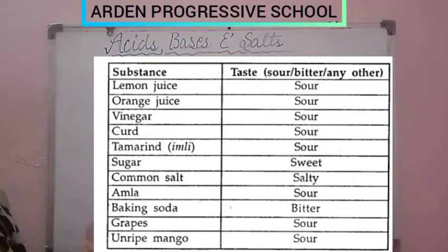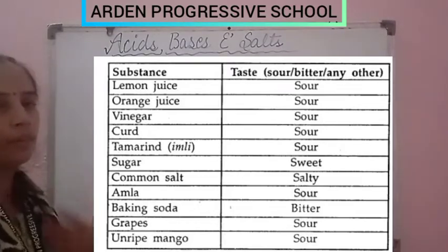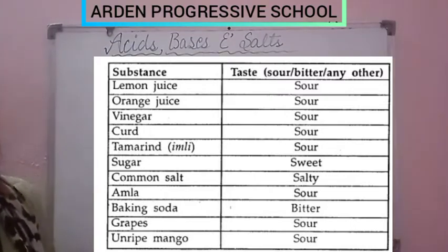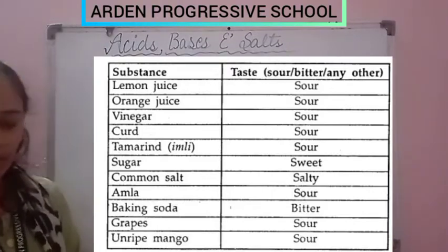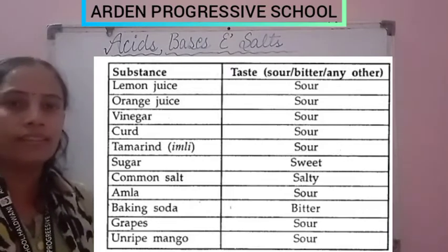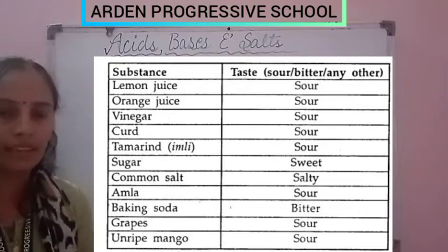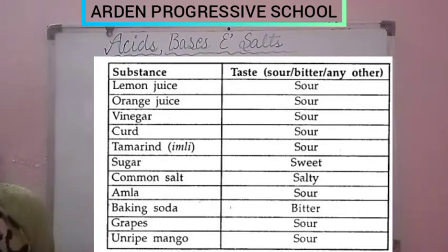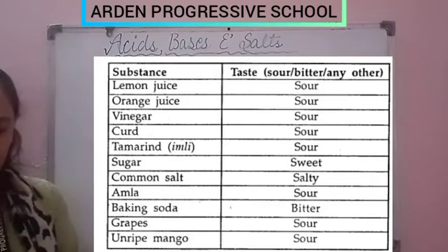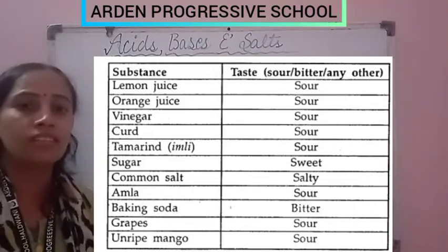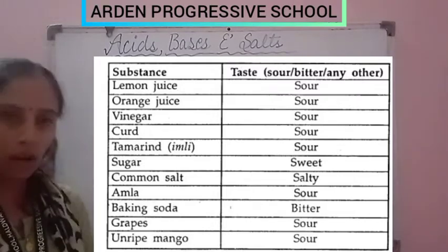Clear? The first one is lemon juice. What is the taste of lemon juice? It is sour in taste. So in front of lemon juice, you have to write sour. Clear? The second is orange juice. Orange juice is also sour in taste. The third one is vinegar. Vinegar is also an acid and it is sour in taste. Curd is also sour in taste. And the next is tamarind, in Hindi it is known as imli. It is also sour in taste. The next is sugar. It is sweet in taste. Clear? The next is common salt. It is salty in taste.